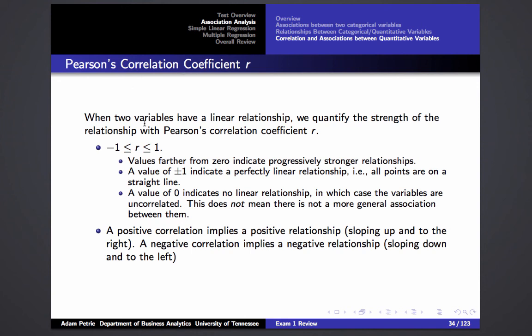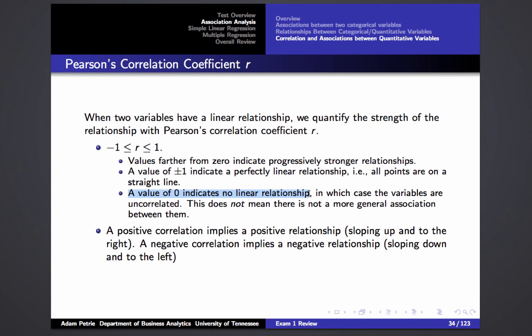So here are some properties of Pearson's correlation. Something you really need to know is when you're allowed to use it to quantify the strength of the relationship, and that's when the relationship is linear, where the scatter plot is well described by an ellipse. The correlation coefficient can go between -1 and +1. The farther away from 0 that correlation is, the stronger that relationship is. A value of 0 indicates no linear relationship.